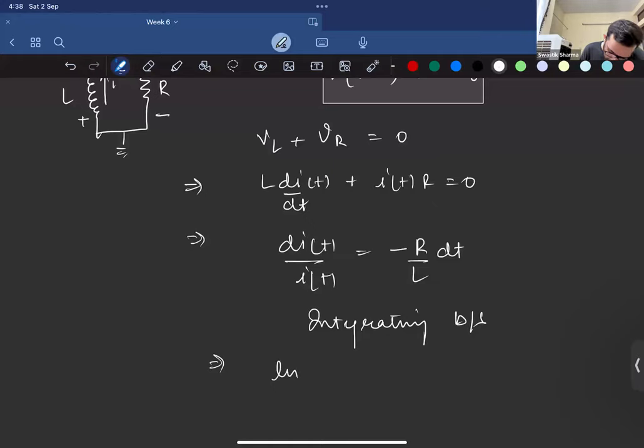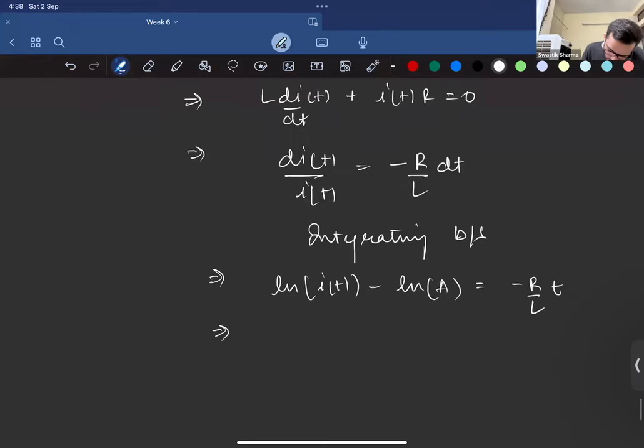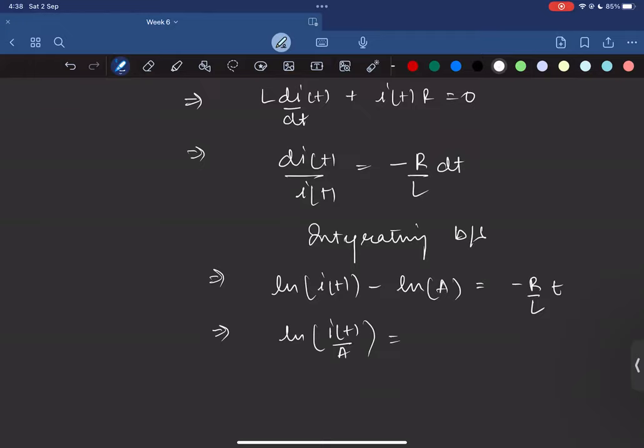So it would be ln, natural log of i(t). Let's say it's an indefinite integral, it would come up with some constant, minus ln A, right? Which would be minus R by L t. So this would be ln i, the integration, the antiderivative, right? So the i(t) will be what?